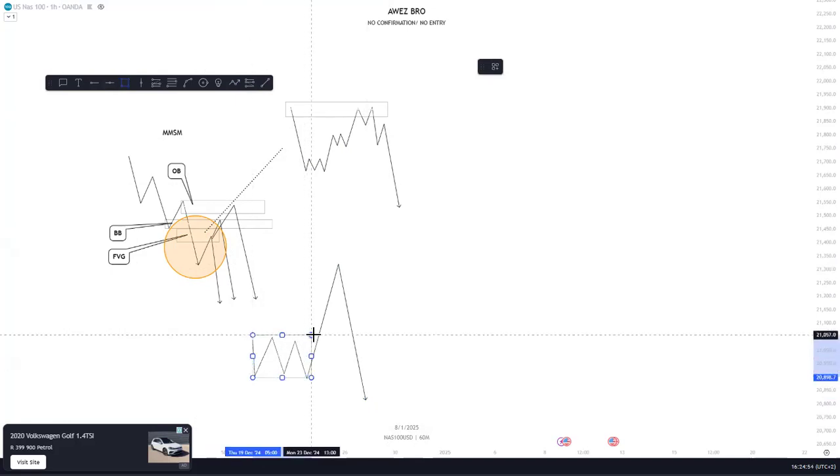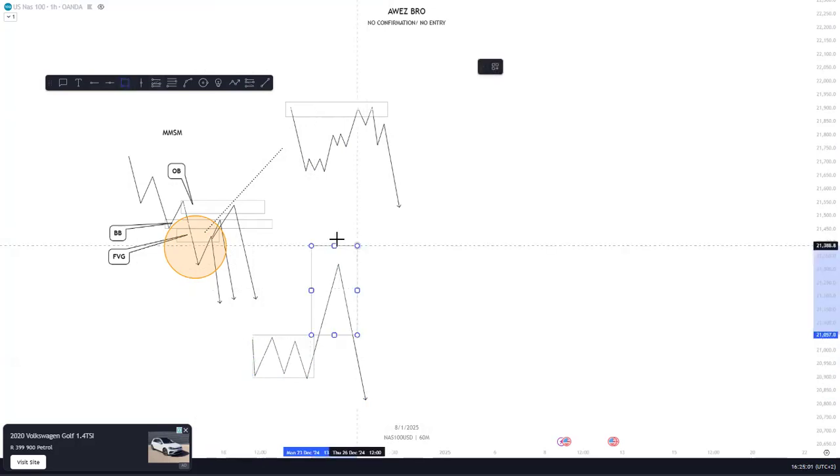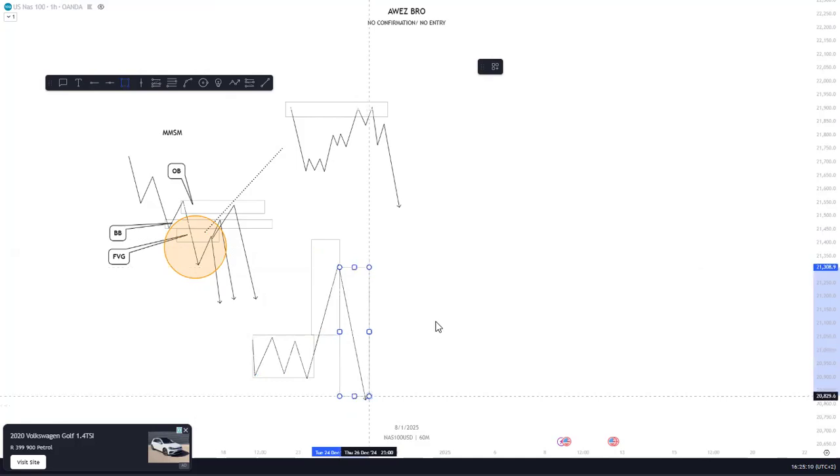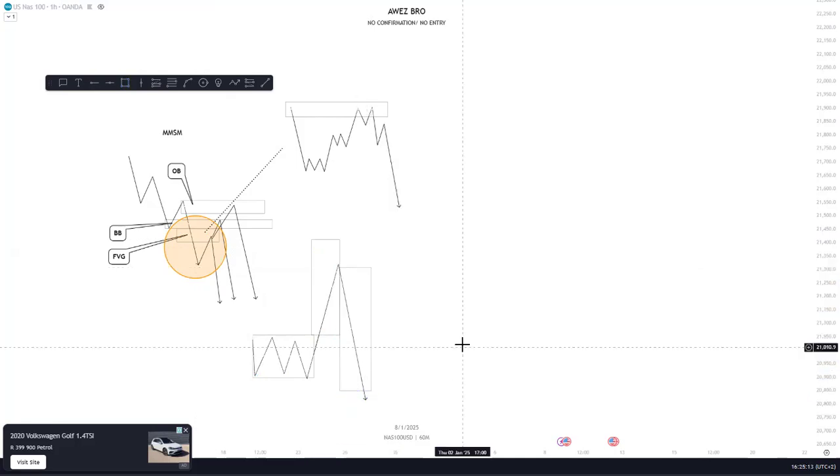In simple terms, this one is going to be your accumulation and then manipulation, which is this one over here, and then distribution, which is this one over here. You see? So guys, when you're using your market maker model, make sure that you find a good timing on what time you want to trade it.